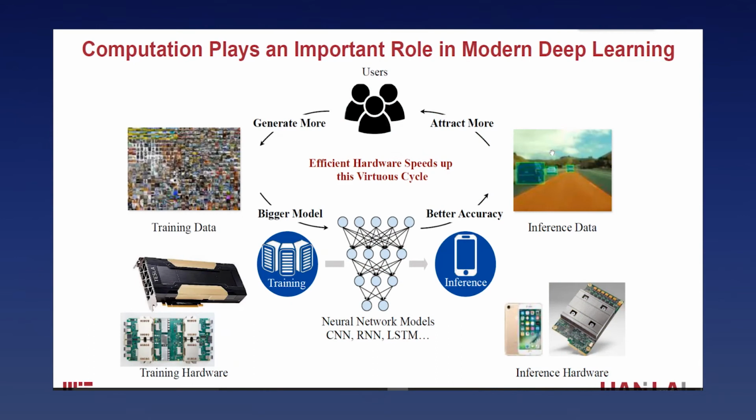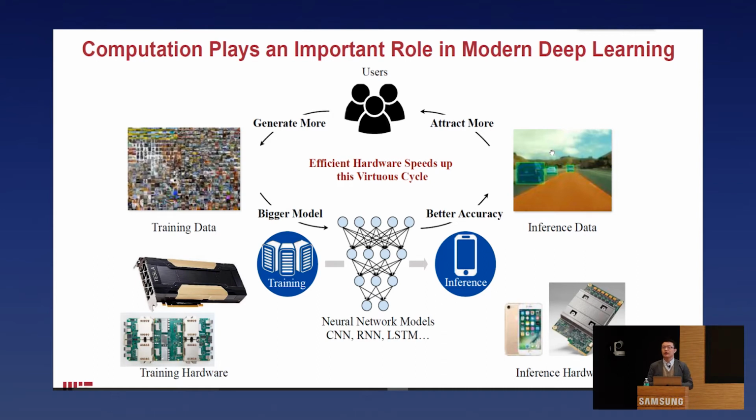So computation plays a very important role in modern deep learning, especially the powerful hardware enables us to train larger scale neural networks, and also the more efficient inference hardware enables us to have a better user experience, for example, a lower inference latency and also lower power, which will attract more users and generate more data. So this is a virtuous cycle enabled by the efficient hardware and computation.